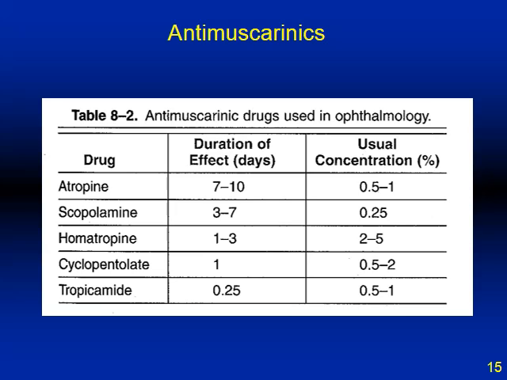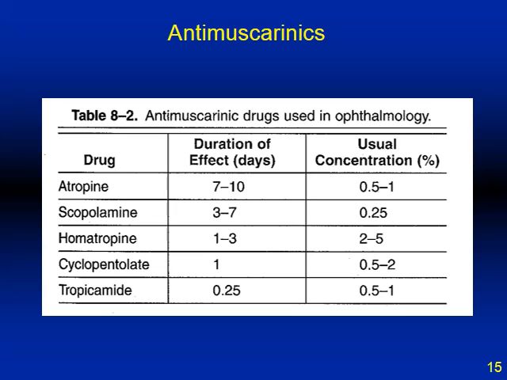And so if we go down this column and we look at a drug like homatropine, we see that its duration of action is about twice shorter. It's about half as long as that of scopolamine. Go down even further, see cyclopentolate. Its duration of action is about a day. And tropicamide is the shortest acting of them all, with a duration of effect of about 6 hours.